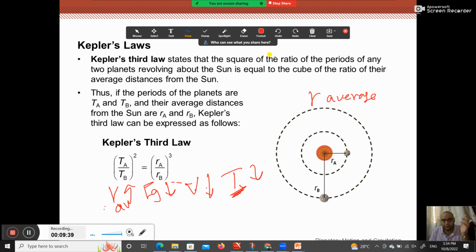The square of the ratio of the periods of any two planets revolving around the sun is equal to the cube of the ratio of their average distances from the sun. طيب واحد كده، واحده واحده.